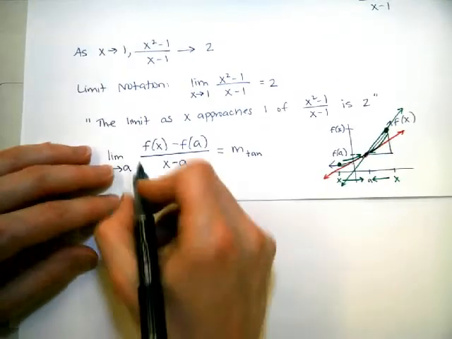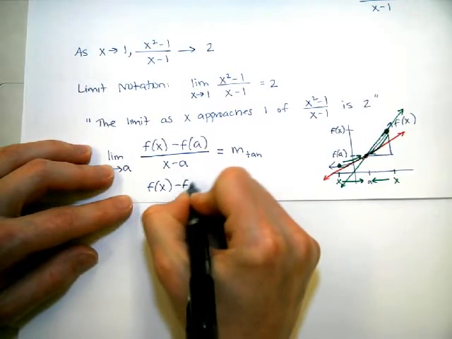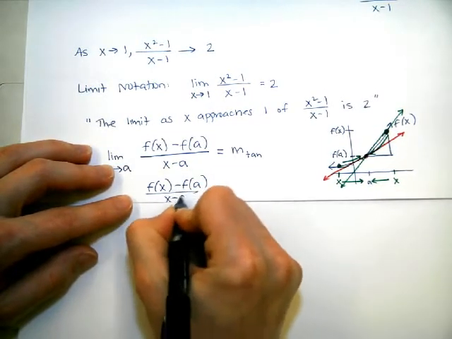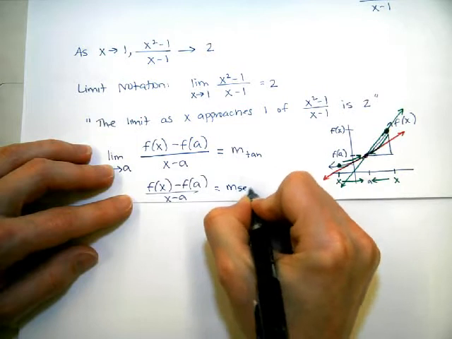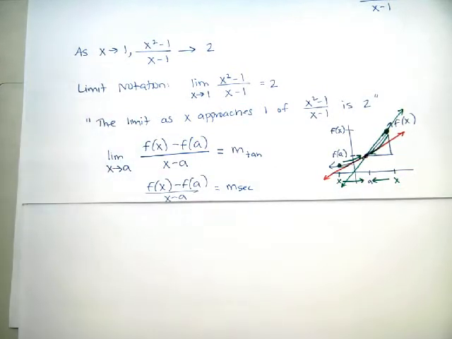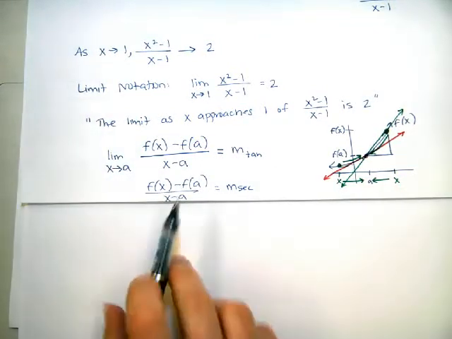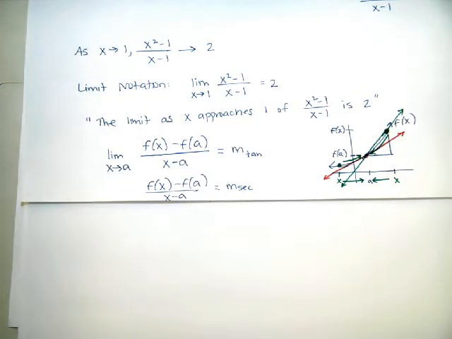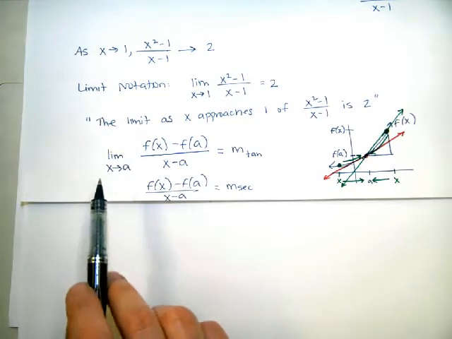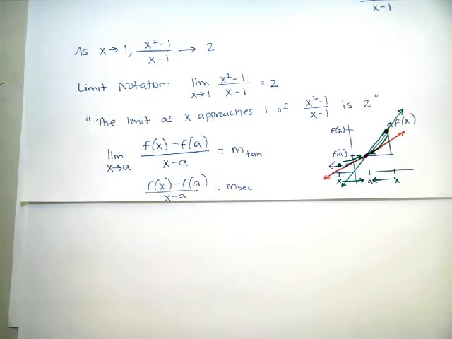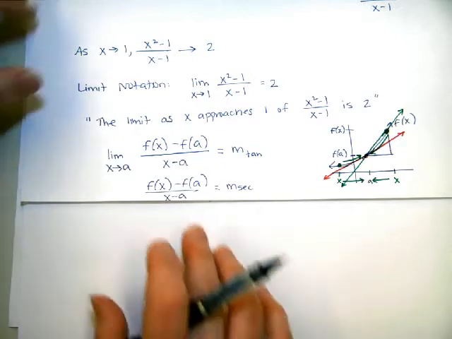And just for clarification, let me write f of x minus f of a over x minus a is your slope of the secant line. So basically, just the change in y over change in x is your slope of the secant line. It's when you then take a limit and get those 2 points as close to each other as you can, that then becomes the slope of the tangent line. And this is the notation we can use for that.